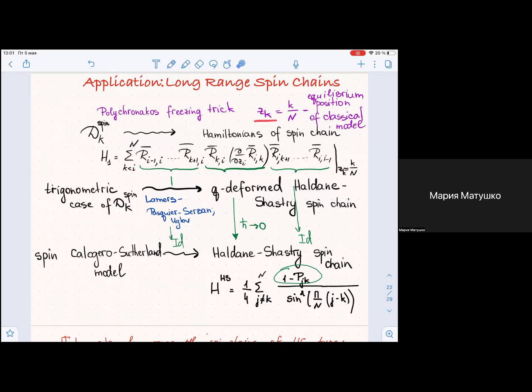So we fix these zeta k in their equilibrium position. So zeta k equals k over n. It's the equilibrium position of the classical Ruijsenaars model. And they fix these points, and we obtain some Hamiltonians. We don't have the coordinate space, we have only spin spaces, only vector space. And we obtain some spin chain. It's not obvious that in this way we obtain some integrable spin chain. So these Hamiltonians should commute. You need to prove this, why this Polychronakos freezing trick works.